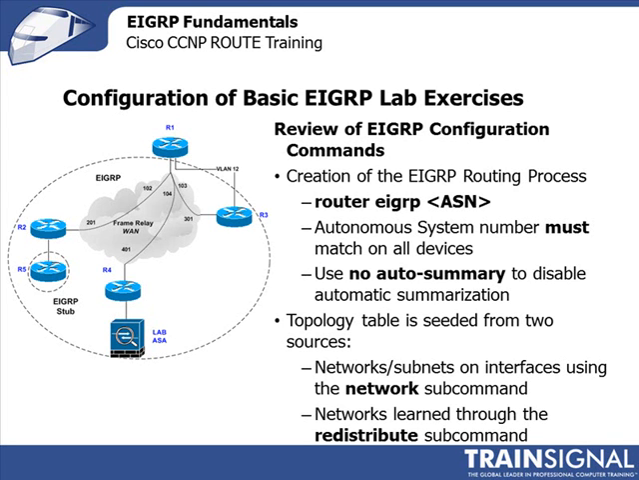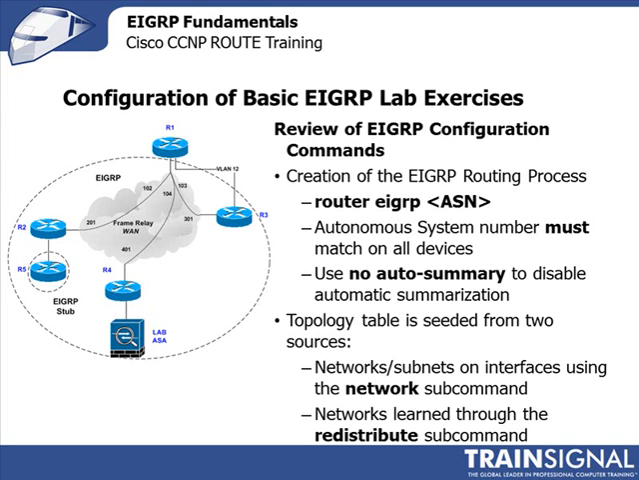Another thing that's going to be important is to make sure the no auto-summary command is executed under the EIGRP routing process. Otherwise, as we talked about earlier, it will act like a classful protocol, which defeats the whole purpose of using variable length subnet masking and so forth. So those are some things we'll need to do right away to get the process started.